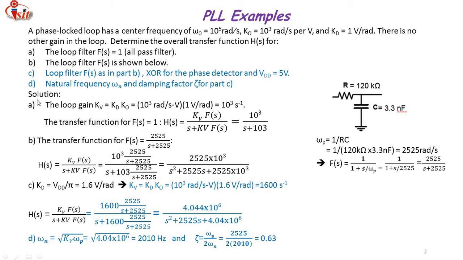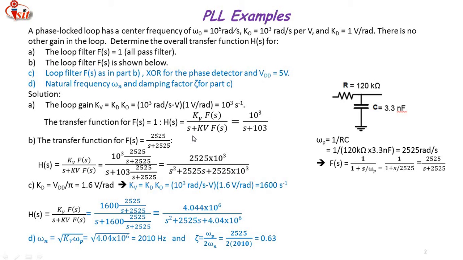Just see over here. The first step is to calculate KV, the loop gain. Loop gain is represented by the letter KV. KV is equal to KD multiplied by K0, which is 10 raised to 3 radian per second per volt multiplied by 1 volt per radian, equal to 10 raised to 3 s raised to minus 1. For Fs equal to 1, Hs is equal to KVFs divided by s plus KVFs, which is 10 raised to 3 divided by s plus 10 raised to 3.